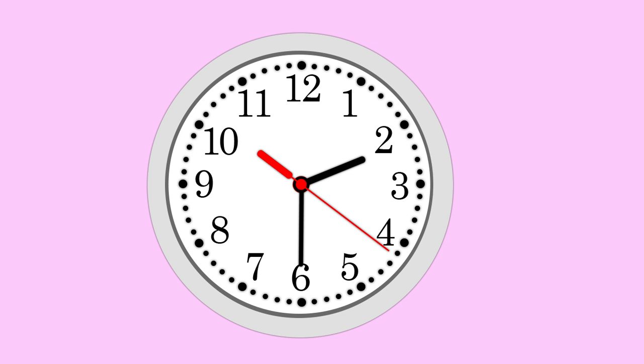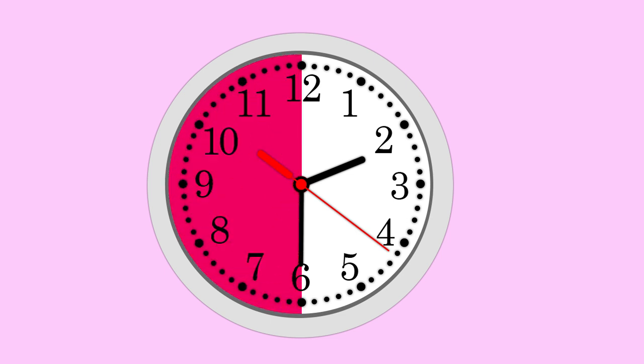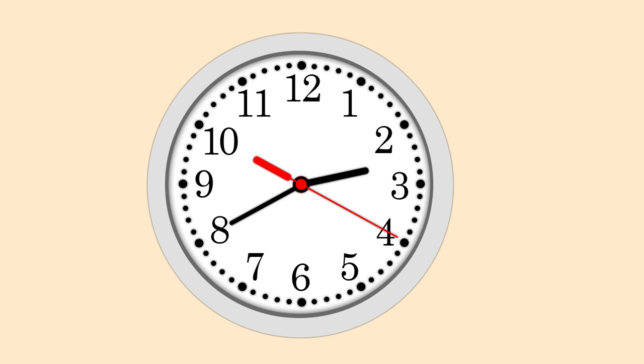When the minutes are from 31 to 59, meaning the left half of the clock, we use the word to. That means before the next hour. For example, 20 to 3, 15 to 3, or a quarter to 3, 5 to 3.